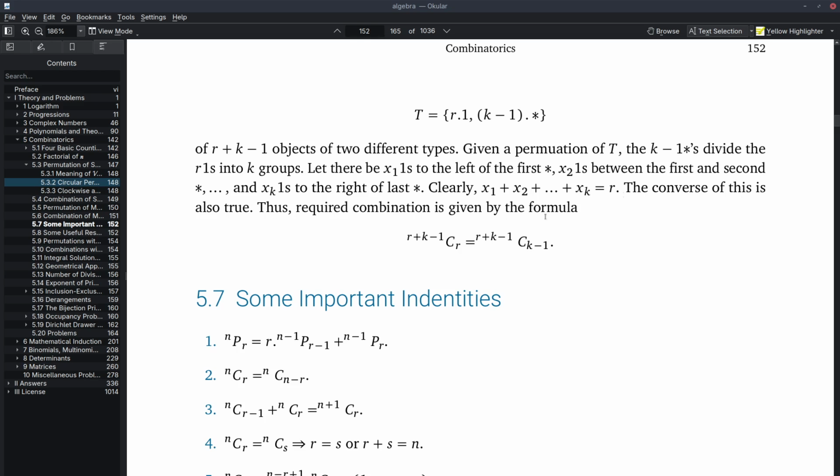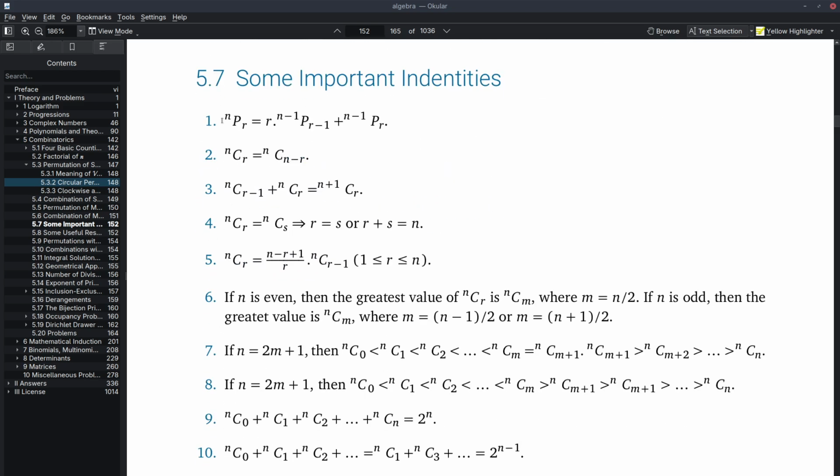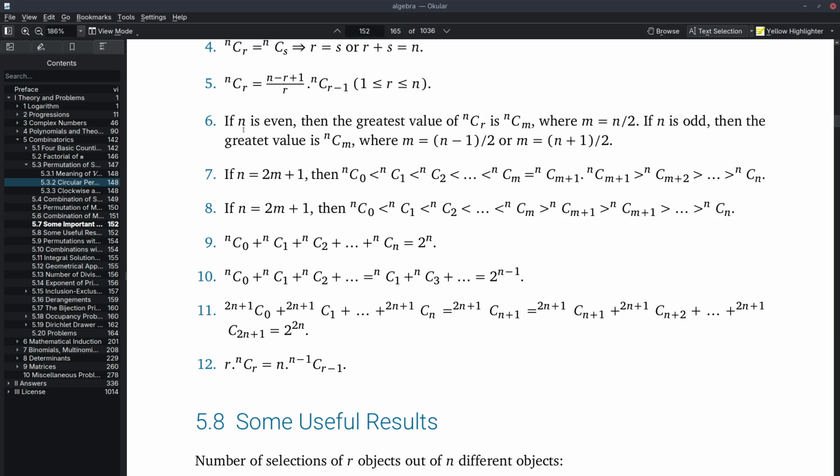Thus, the required number of combinations is given by the formula (R plus k minus 1)CR, which is equal to (R plus k minus 1)C(k minus 1). Now, these are some formulas which have been derived already, so I will not prove it.